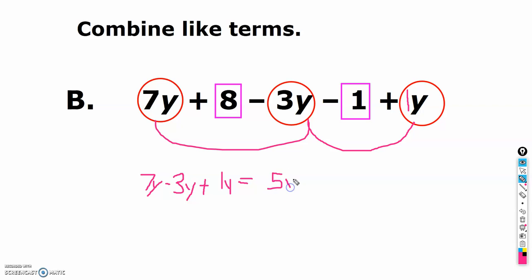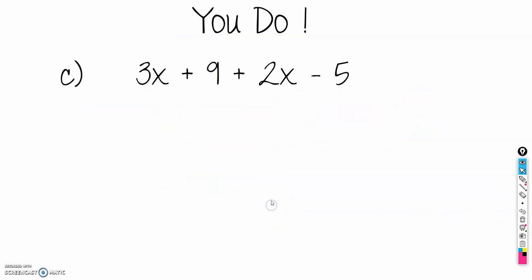Now let's look at our constants. 8 minus 1, that operation sign needs to come with it, equals 7. So my equivalent expression is 5y minus 7. So these two are equivalent. Let's look at the next page.